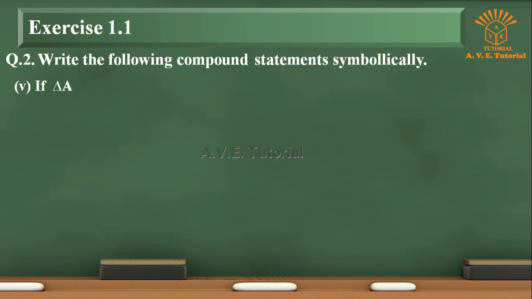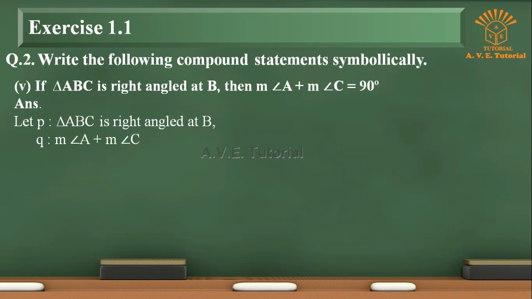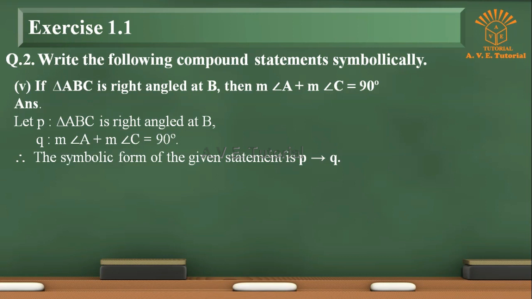Fifth, if triangle ABC is right angled at B, then measure angle A plus measure angle C equal to 90 degree. Answer. Let statement P be, triangle ABC is right angled at B. Statement Q, measure angle A plus measure angle C equal to 90 degree. Therefore, the symbolic form of the given statement is P conditional Q.